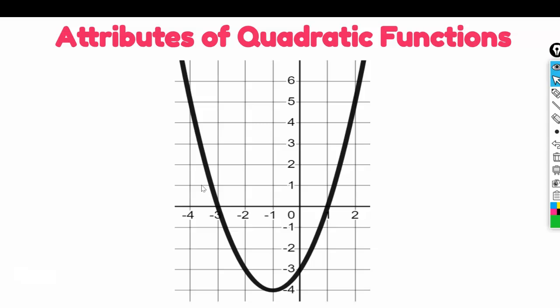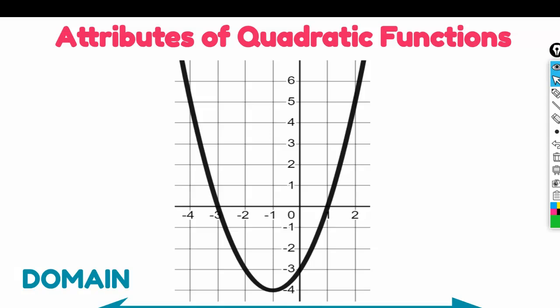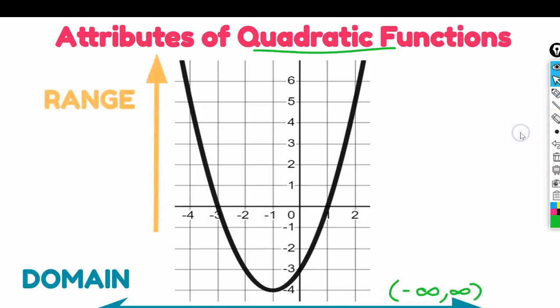But first, let's revisit the attributes of a quadratic function because you have to know where to find these things. First, domain. How far side to side the graph goes. For quadratic functions, let me tell you right now, domain is always negative infinity to infinity, or all real numbers. Then we've got the range. Range is how far up and down it goes. It starts from the vertex and goes up forever, or it would start from going down forever up to the vertex if the graph was upside down.